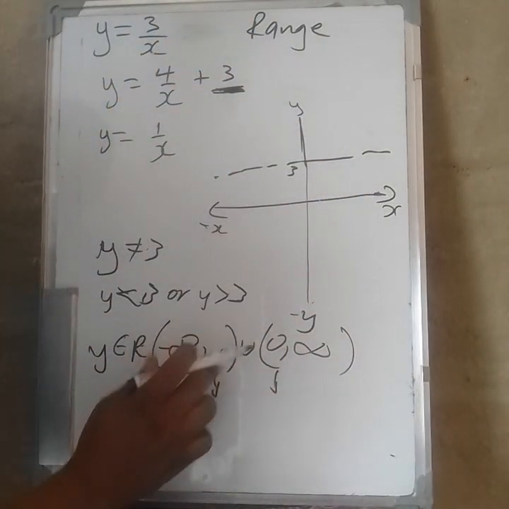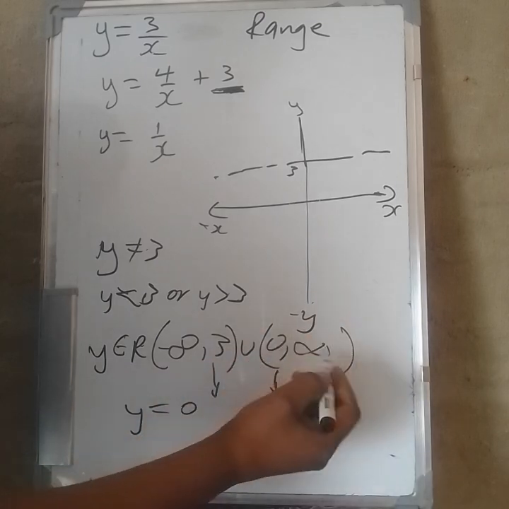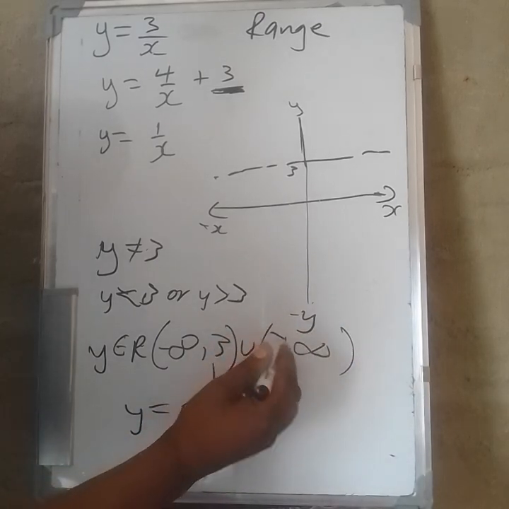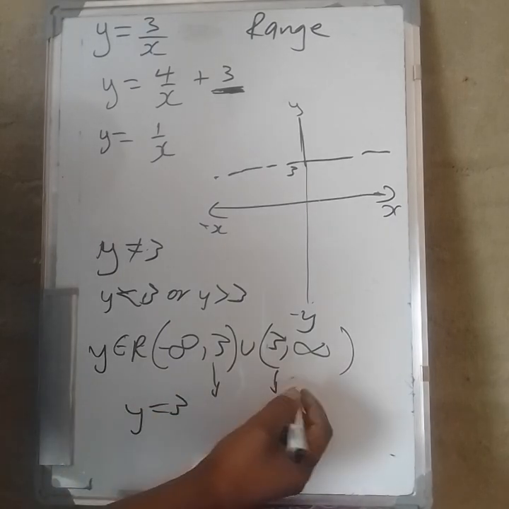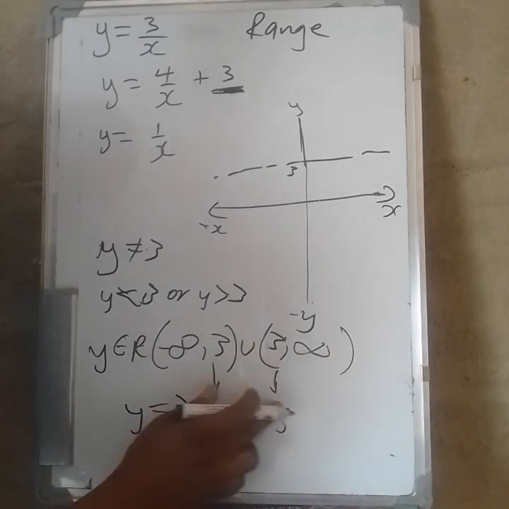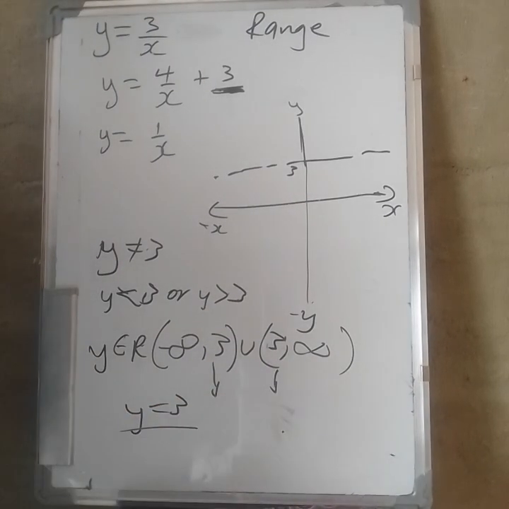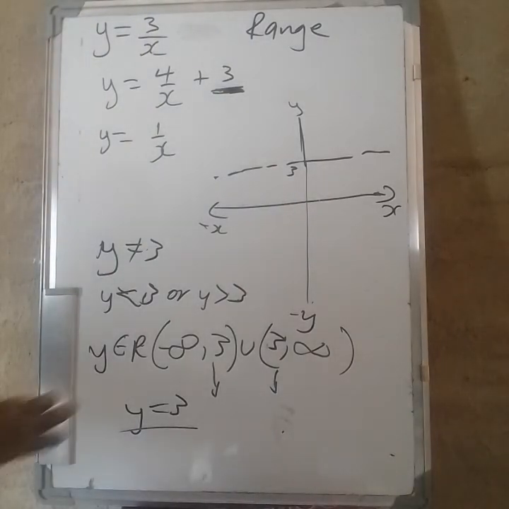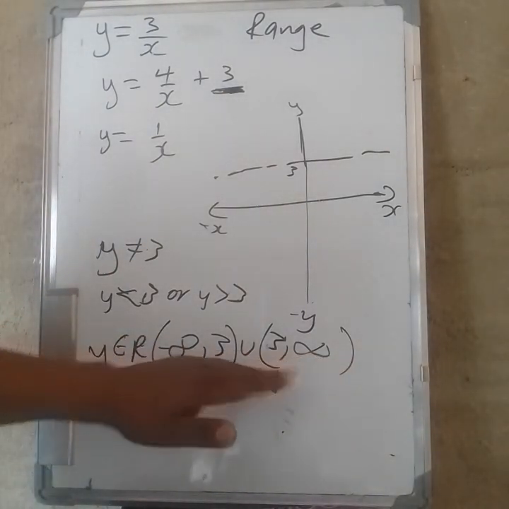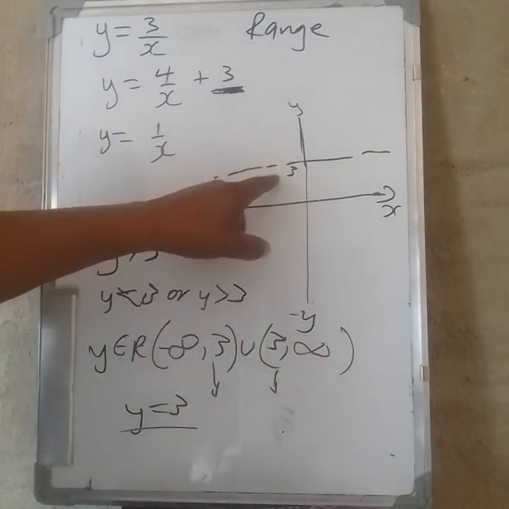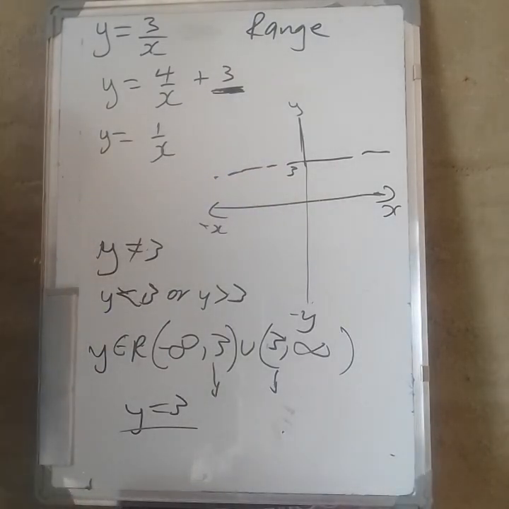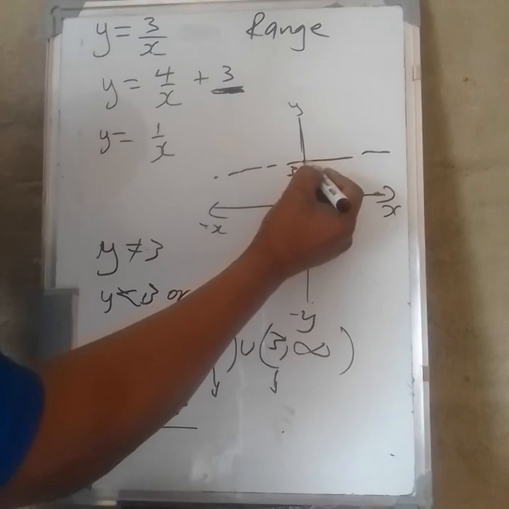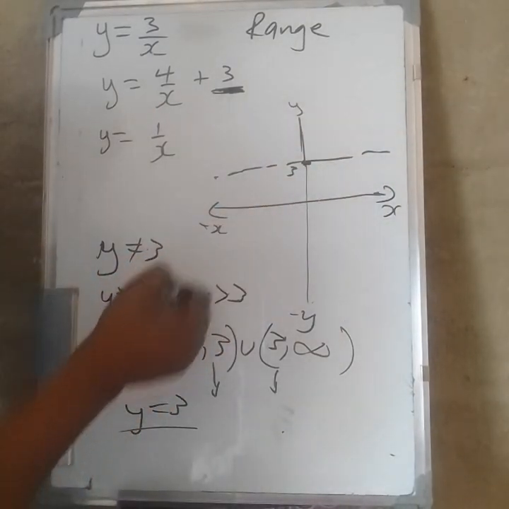Or you can write it like this, right? And now what is your asymptote? y equals 3, right? Yes, y equals 3 is your asymptote. And this thing defines the range, and this range helps you to find the horizontal asymptote. And remember, this horizontal asymptote, the line of symmetry is going to pass here, right?